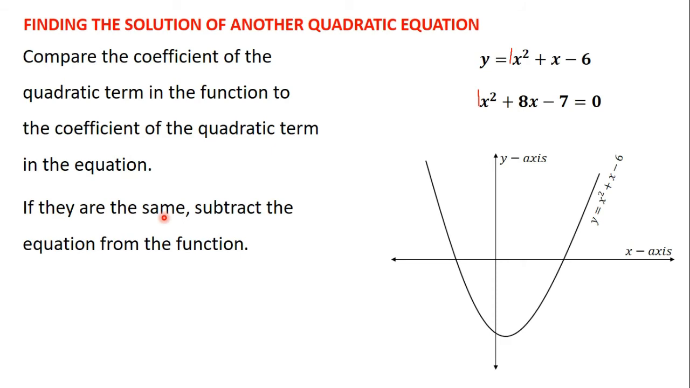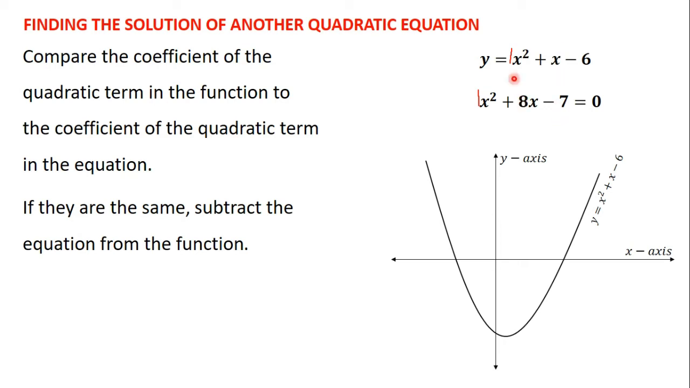If they are the same, that is, if the coefficients are the same, subtract the equation from the function. So the next point says that after you have compared the coefficient of the quadratic term in the equation to the coefficient of the quadratic term in the function, if they are the same, subtract the equation from the function.